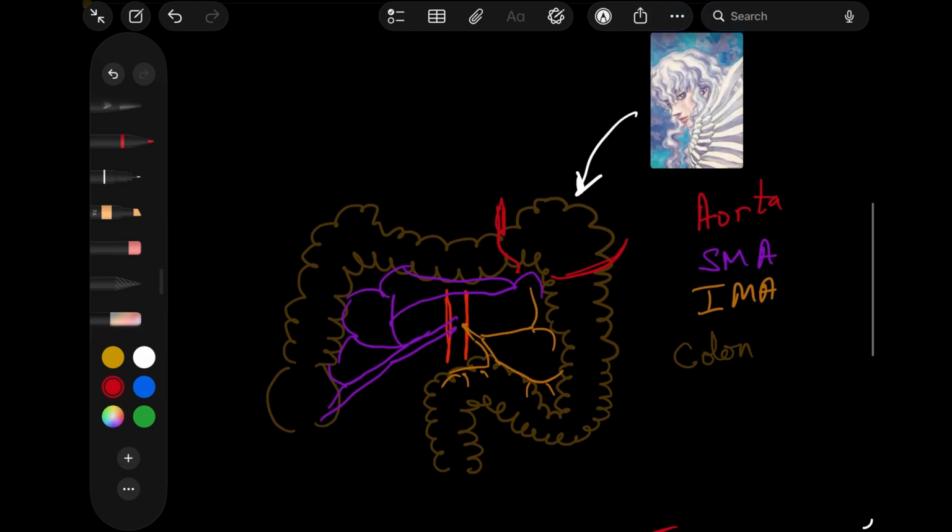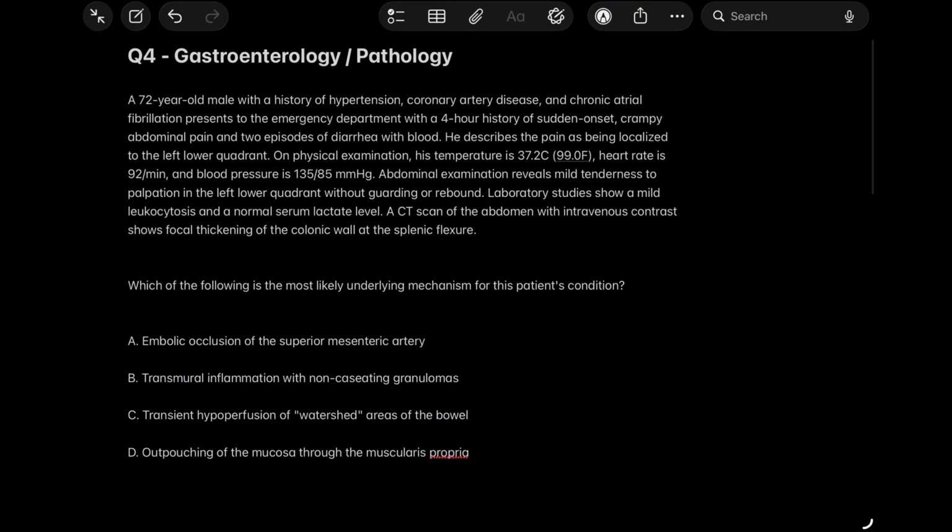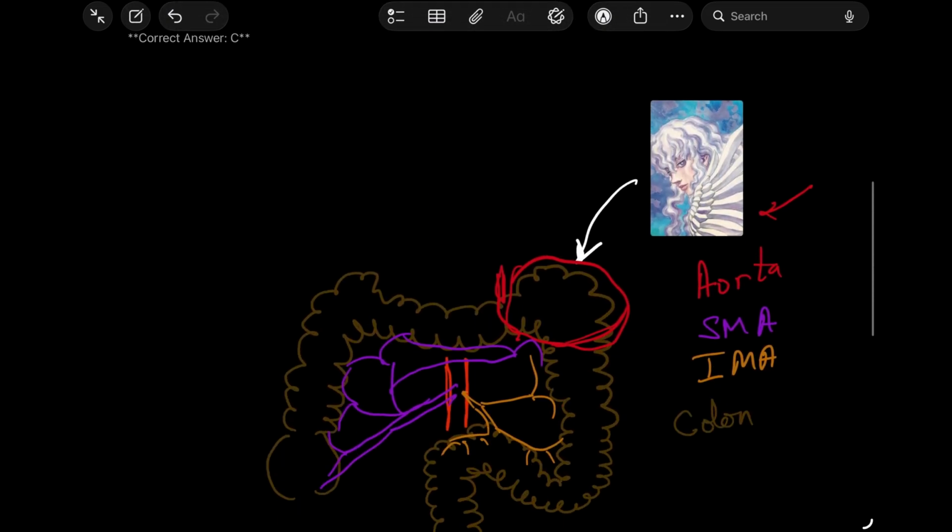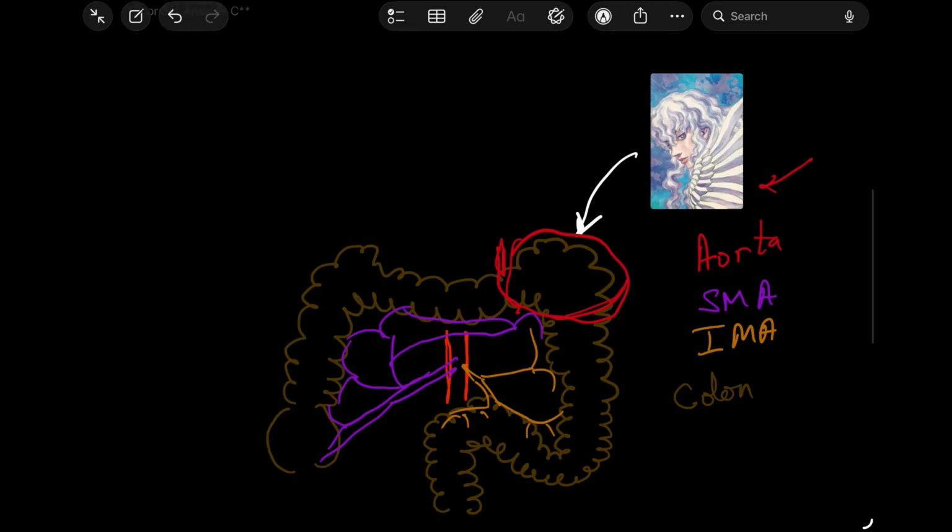Now, I would just like to point out that some of you might be wondering why I've included this drawing of a character. Well, this character, if some of you know, is known as Griffith. And Griffith is a character in Berserk who is basically evil, right? So you can imagine that this point over here, also known as Griffith's point, is subject to ischemic colitis. So if you see a history or a similar vignette like this one, just think to yourself that this patient might have ischemic colitis at Griffith's point, and this little picture will remind you.